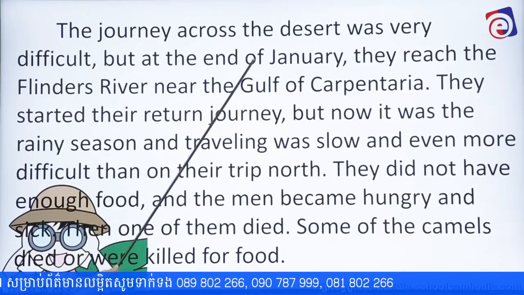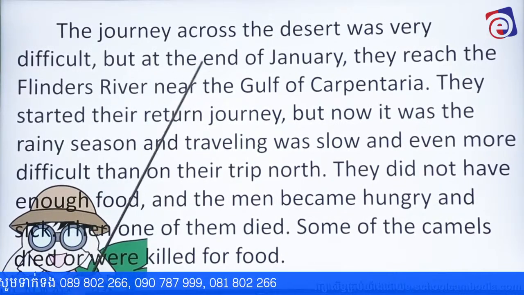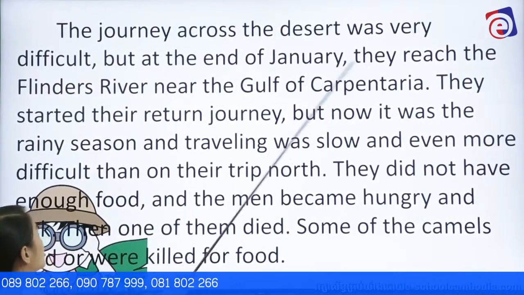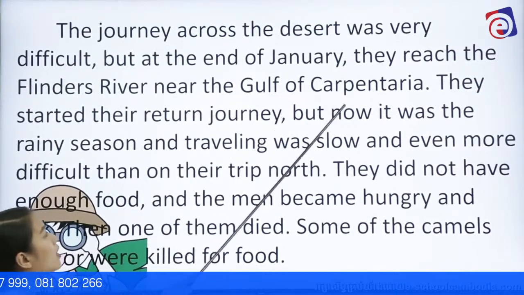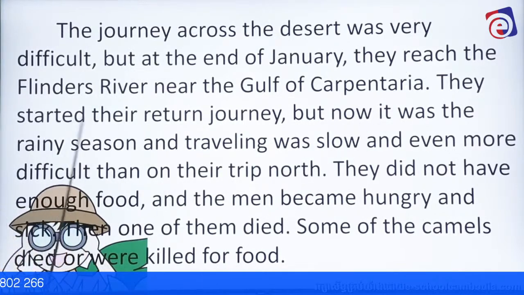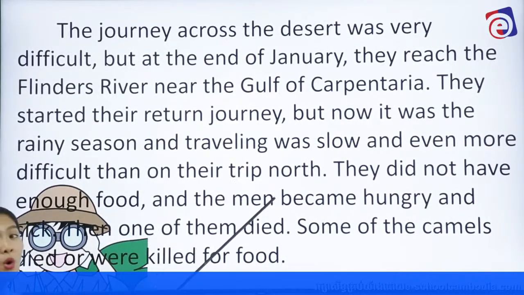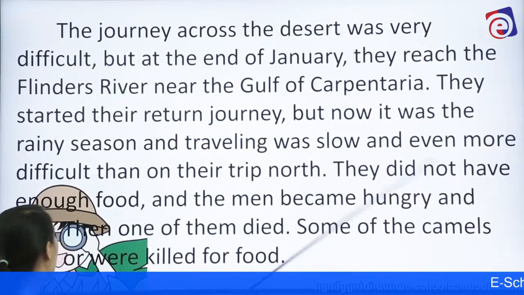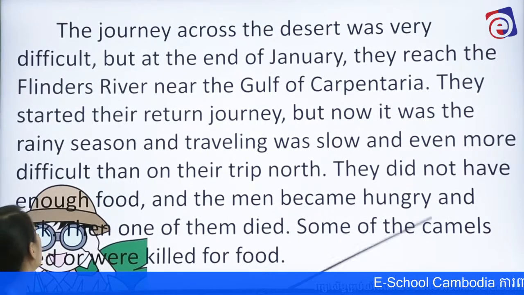The journey across the desert was very difficult, but at the end of January, they reached the Flinders River near the Gulf of Carpentaria. They started the return journey, but now it was the rainy season, and traveling was slow and even more difficult than on their trip north. They did not have enough food, and the men became hungry and sick.